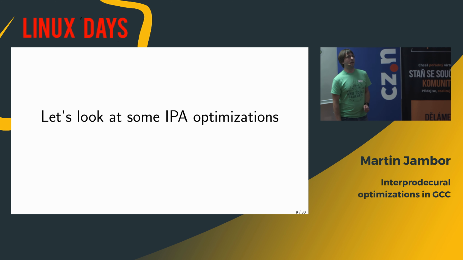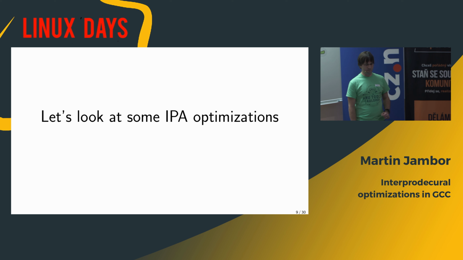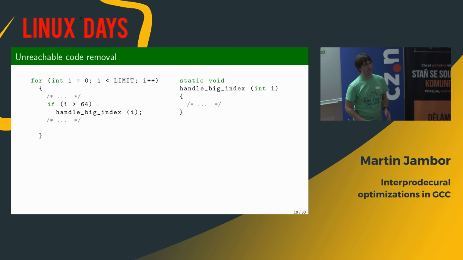With that, I think we know enough to have a look at some of the inter-procedural analysis optimizations. IPA is the acronym that we generally use, and that's why you see it sprinkled throughout this presentation, even though it really means analysis, but we usually also talk about optimizations because there is a transformation bit. One of the simpler ones is unreachable code removal.